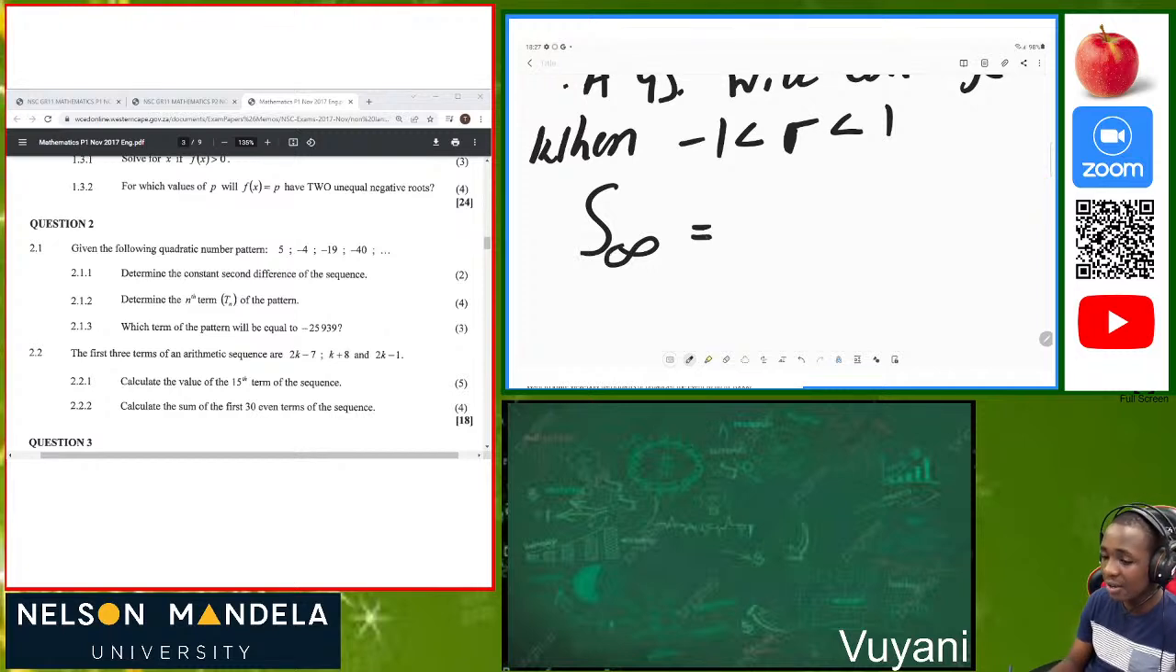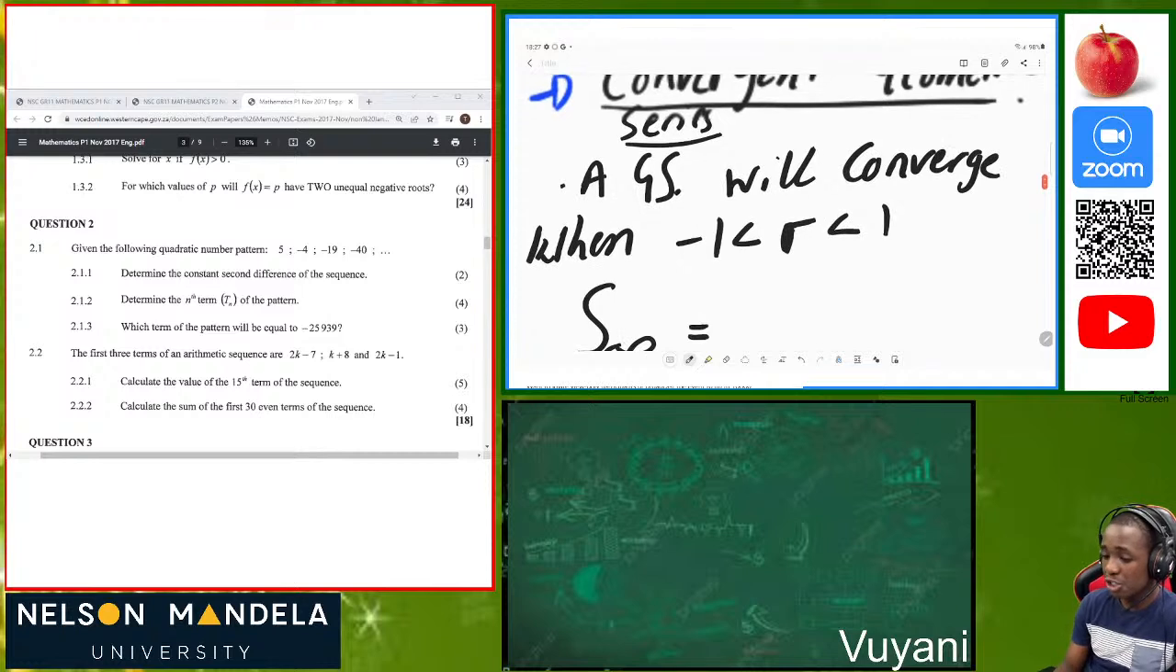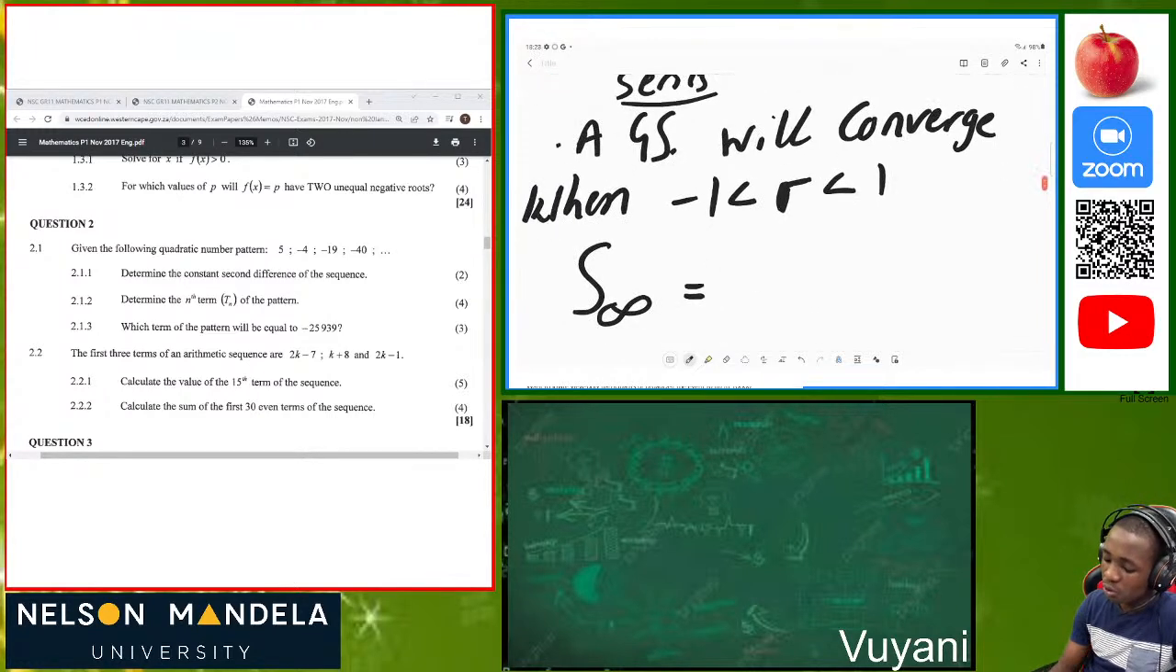In order for you to calculate the sum to infinity, you must be able to determine whether your geometric series converges or not. In order to use this formula of sum to infinity, you must make it a point that your geometric series converges. In other words, the value of the constant ratio r is between -1 and +1. That's always the case. Please always make sure that you don't make any mistake on that.